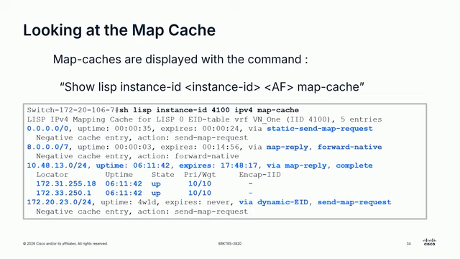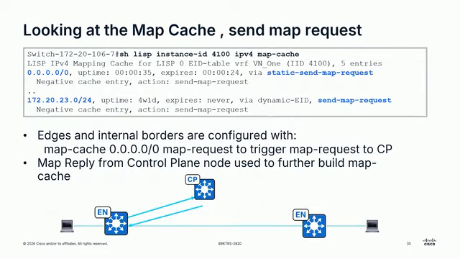The first, how exactly the send map request works. We configure by default on all the edge devices and on internal border the map cache 0.0.0.0/0 map request. That basically means if you ever get an IP address that you need to resolve that you don't know about yet, just send a map request entry towards the control plane node and try to resolve it. On internal borders, obviously you don't want to do that. Internal borders, you only want to look up things that are actually inside the fabric. You don't want to just look up everything because you might get a response back and you want to route internal, not external.